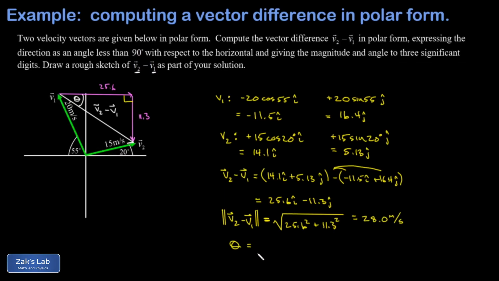And then our angle relative to the horizontal is going to be an inverse tangent, 11.3 over 25.6. And our convention is to always express angles as a positive number in degrees. So I'm not including the minus sign on the 11.3. We can see in the picture that we're below the horizontal, so it's not necessary. And to 3 sig figs, I get 23.8 degrees below the horizontal. So there's our magnitude of the vector difference, and there's our direction expressed as an angle less than 90 degrees with respect to the horizontal.